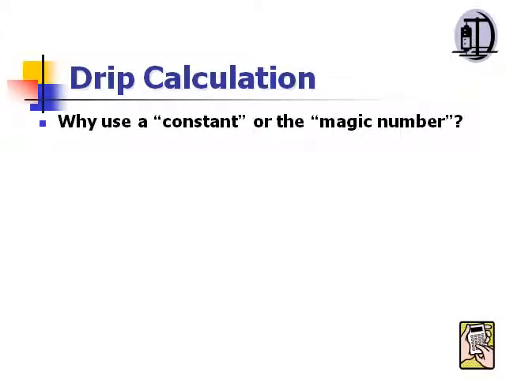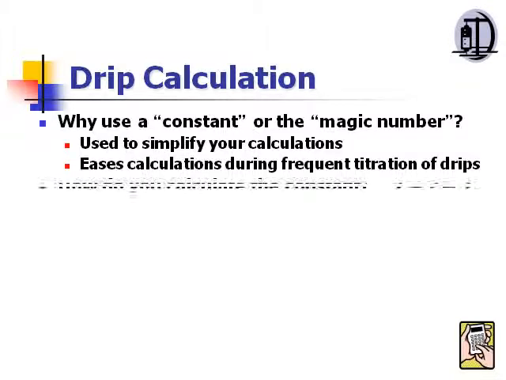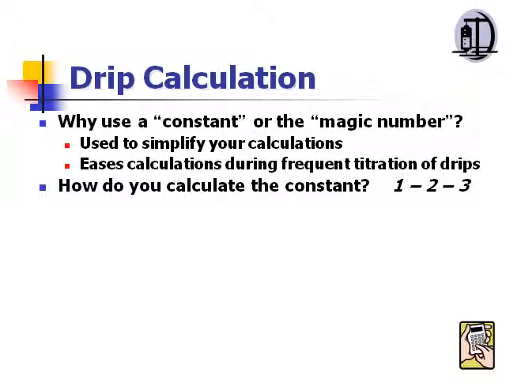All right, so what's this constant thing, or this magic number as some people like to call it? Well, it's a totally awesome thing that helps simplify your calculations, and it eases your calculations when you're having to do frequent titrations of drip and then document those. So it's just a quick boom, boom, boom. So it's as easy to calculate as 1, 2, 3.